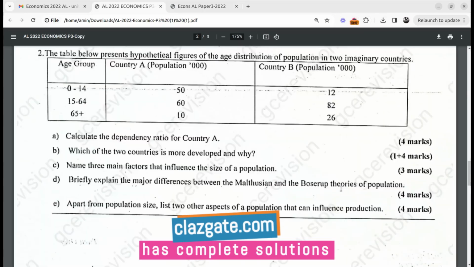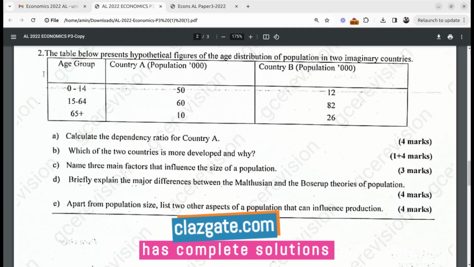Question 2 entails a little bit of maths. Question 2 says, the table below presents hypothetical figures of age distribution of populations in two imaginary countries. This table is divided into three columns. Column 1 is about age groups, column 2 is country A's population, and column 3 is country B's population. As you can see, we have the age groups here. I don't think there's a point for me to start reading things that I already found in the table. I'd rather focus my energy on the explanations.